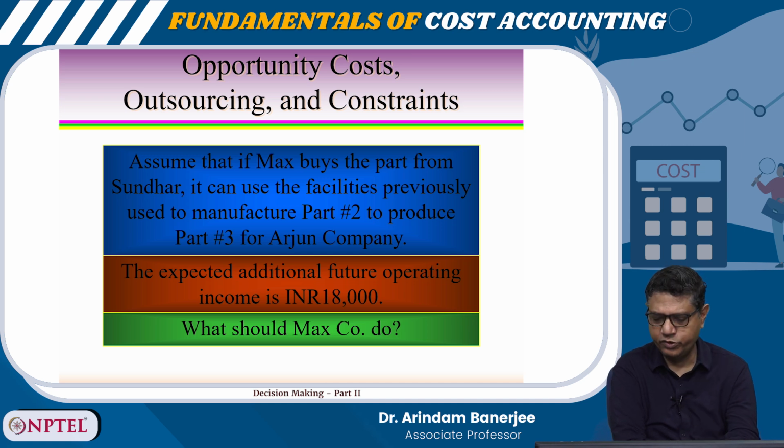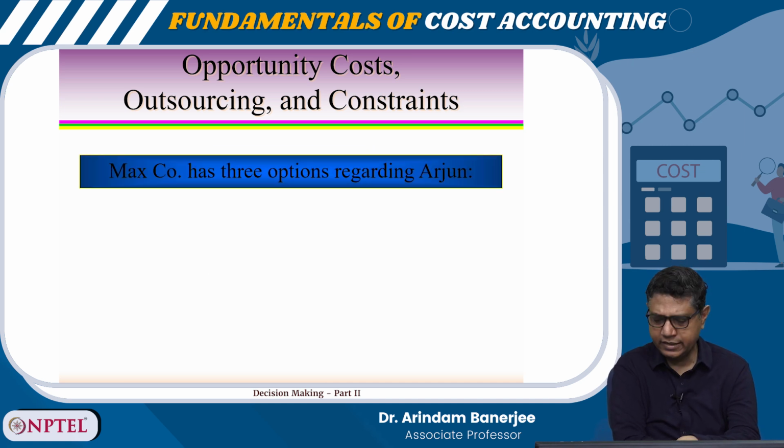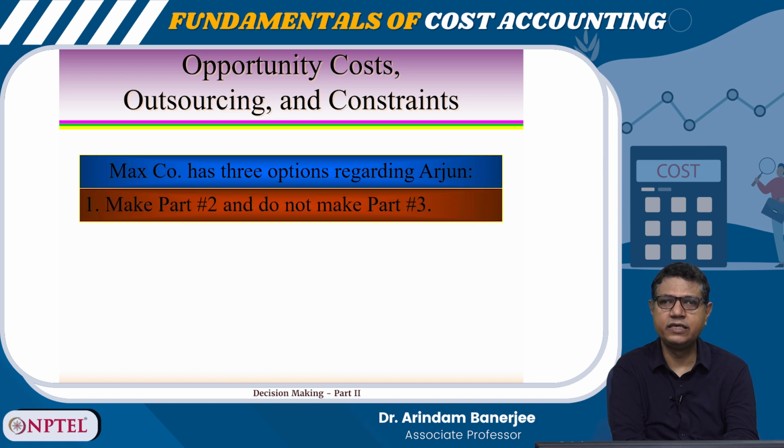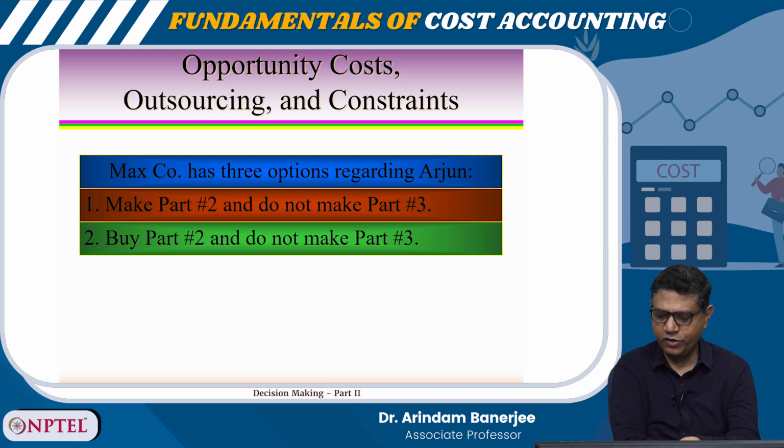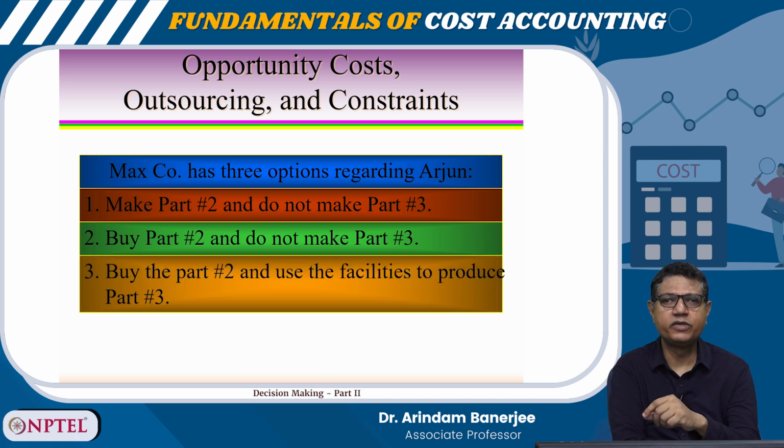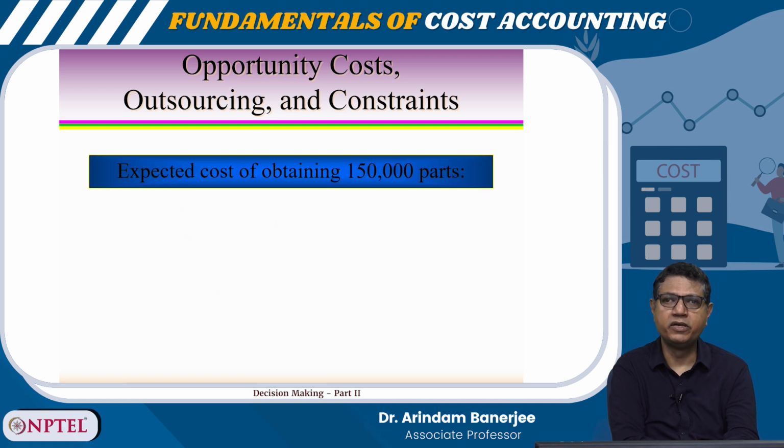Now what should the company do? So it has 3 options, right? First is make part 2 and do not make part 3. So this is the first option. Second is buy part 2 from outside and do not make part 3. That means keep that facility idle. The third option is buy part 2 and use the facilities to produce part 3, right? So these are the options available to the company. What should the company do?